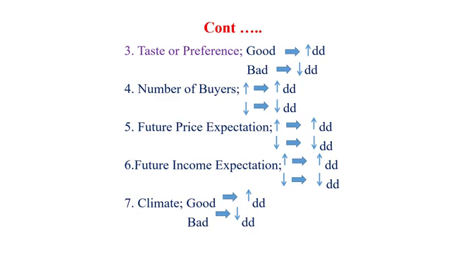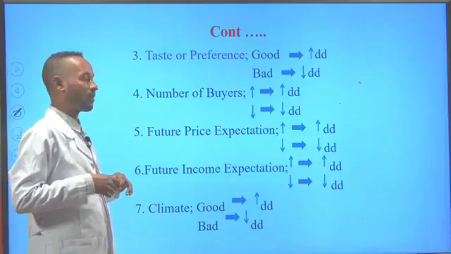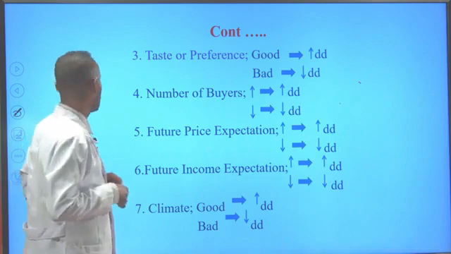Climate is another determinant. If there is good climate, then the demand for a commodity will increase, and with bad climate conditions, the demand for a commodity will decline.